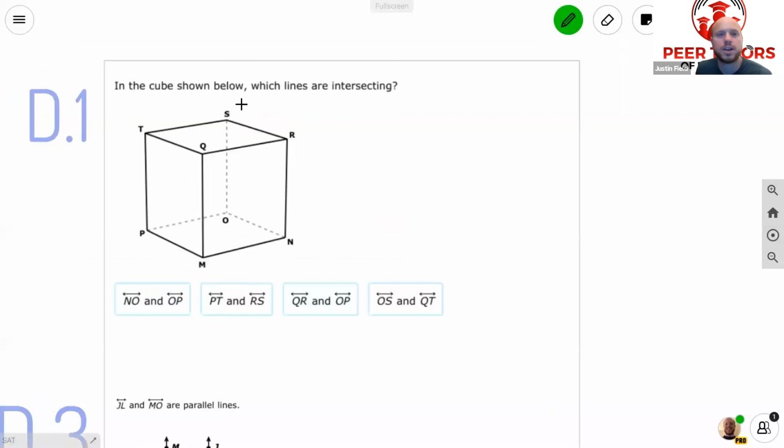So let's get started. In the cube shown below, which lines are intersecting? So intersecting means they cross, right? So if we look at NO and OP, I'm going to go ahead and highlight those. Noticing that they have two letters in the name and a little line above, not one letter, not three letters, but the two. That's important. So there they are, and they are intersecting.